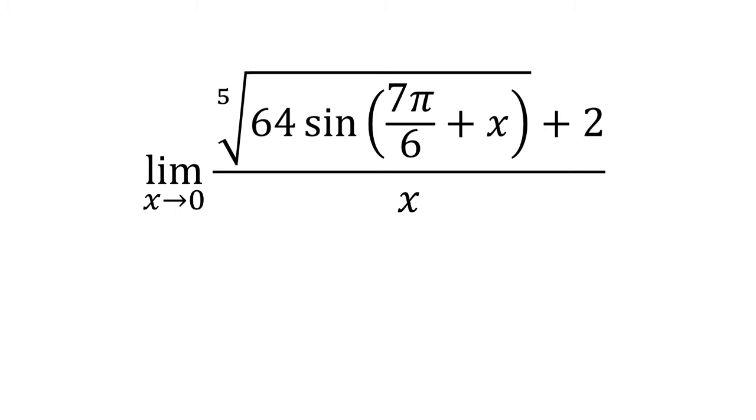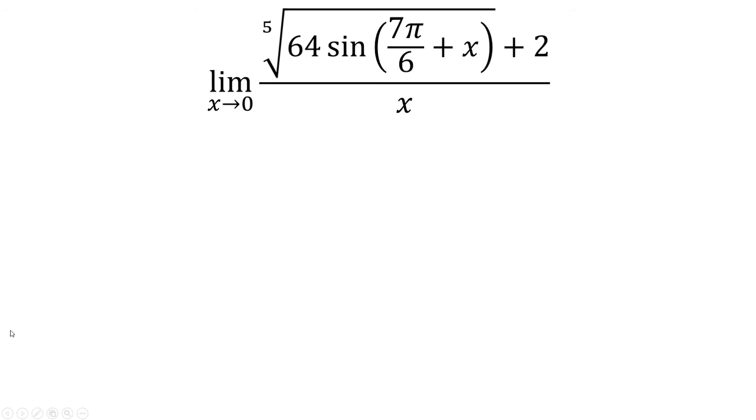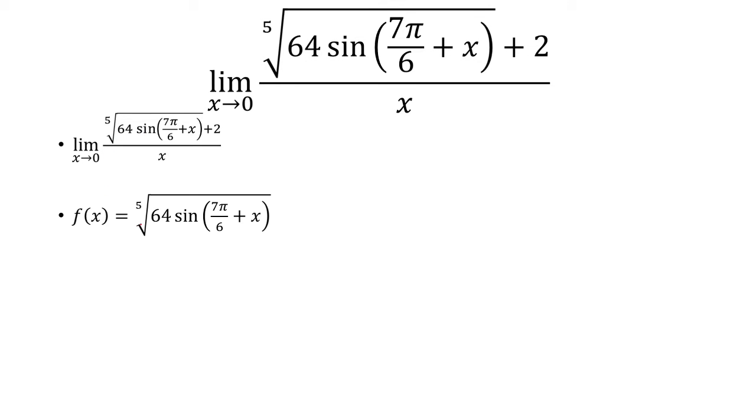I want to find the limit of this. So first notice that this looks like a definition of a derivative where the function f of x is equal to the fifth root of 64 times sine of 7 pi over 6 plus x. And I'm going to prove that it looks like that by plugging in x equals 0.